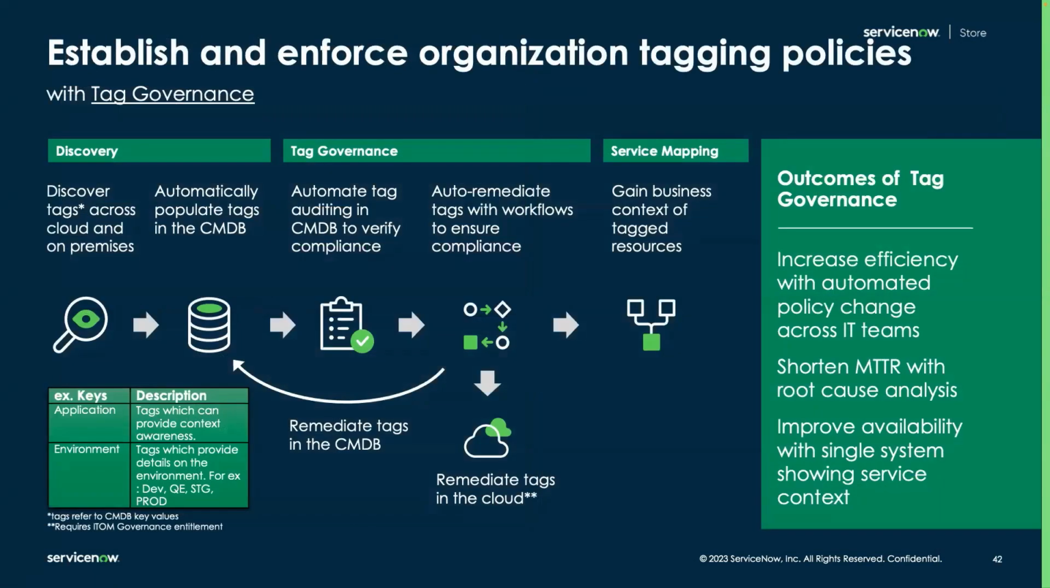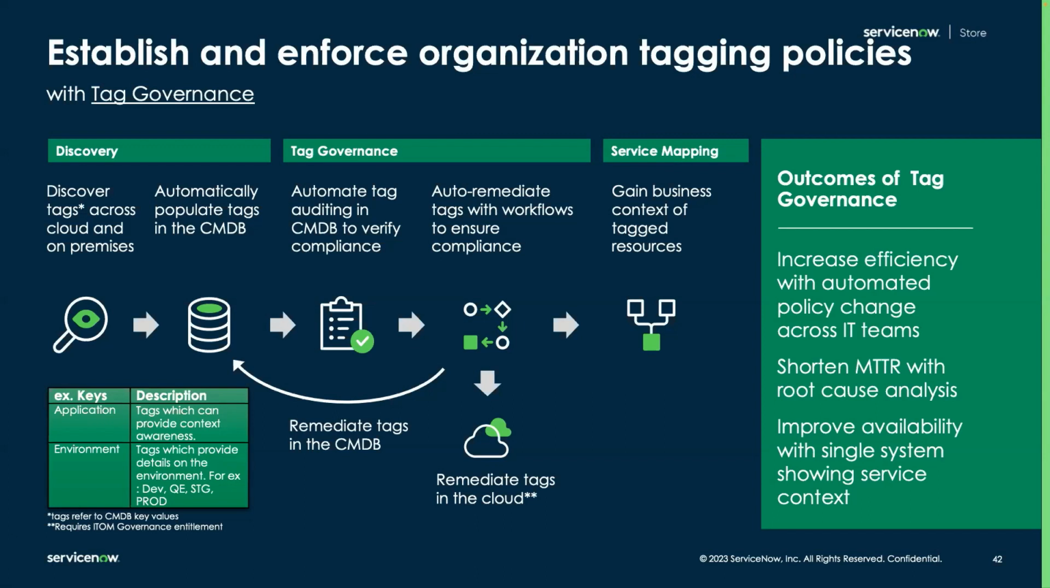Our next feature is tag governance. This allows you to set tag standards in your organization. Oftentimes we see most organizations have lots of tagging going on, but there's really no standards. So as you can see down there, you've got some keys that are common that we like to see out there. We can put them there with tag governance. What we do is discover the tags, which are the key values, and put those tags into the CMDB, in the key value table.